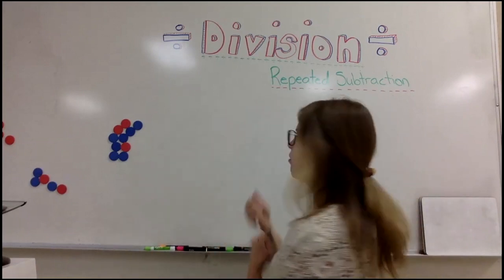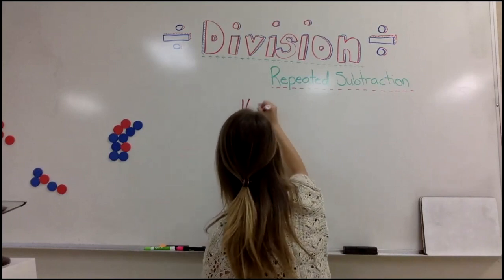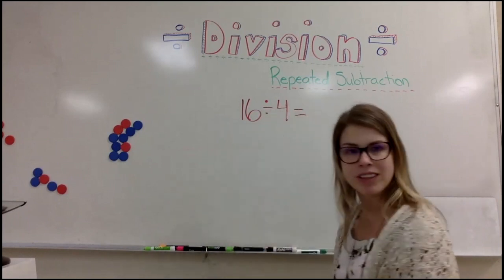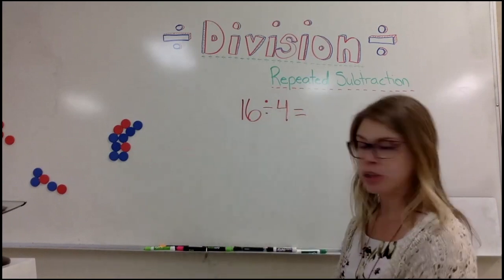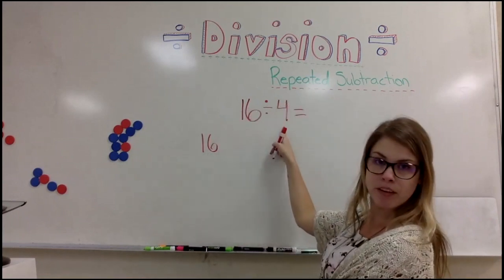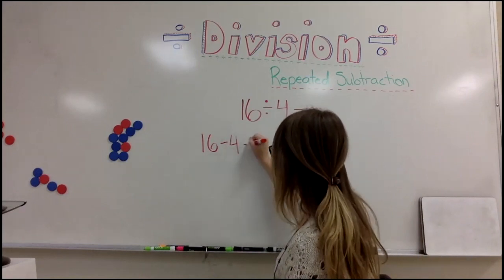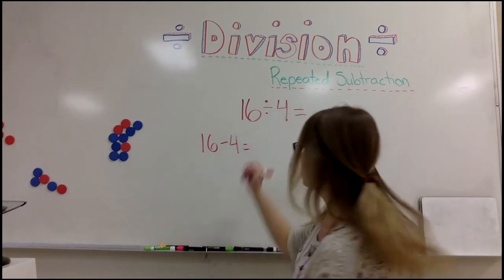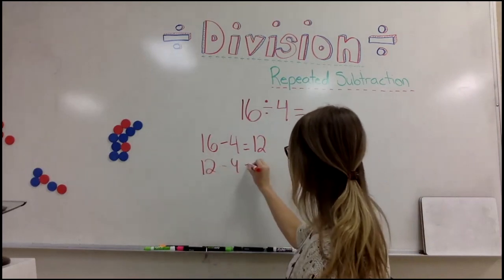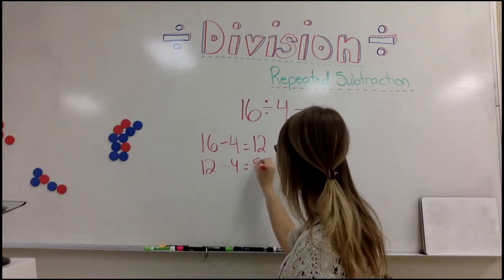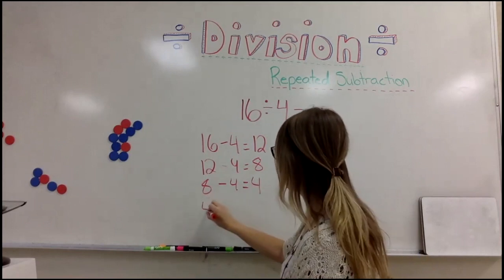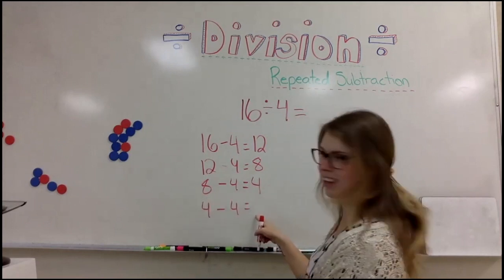Okay, now let's say I have 16 divided by 4. And you want to do subtraction. So we can go 16. We're taking away how many each time? 4. So 16 take away 4 is 12. Good. Then we go to 12. 12 take away 4 is 8. Good job. 8 take away 4 is 4. Good. 4 take away 4 is 0.